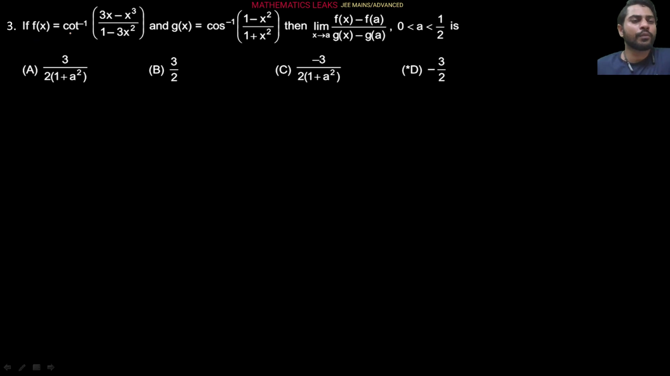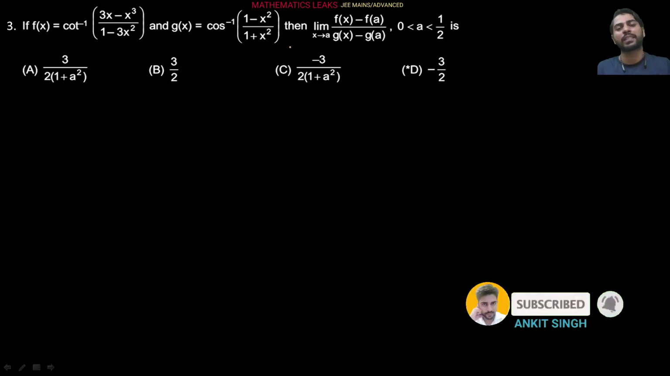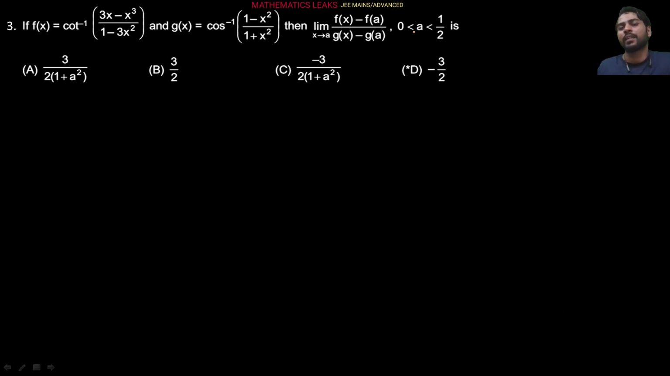Next question is, if f(x) is equal to cot inverse of (3x minus x cube) upon (1 minus 3x square) and g(x) is equal to cos inverse of (1 minus x square) upon (1 plus x square), then find limit x tends to a of (f(x) minus f(a)) upon (g(x) minus g(a)), where a is in the open interval 0 to 1 by 2. So a is in this interval everybody.